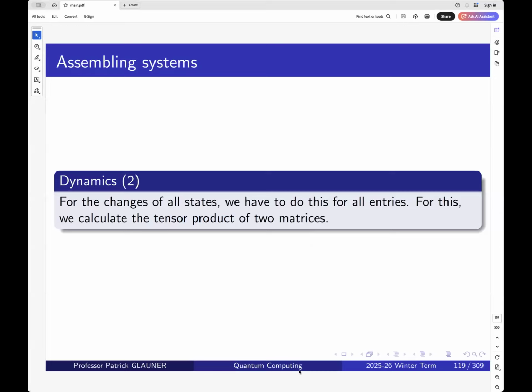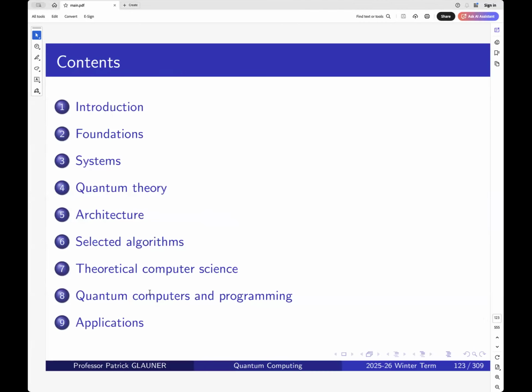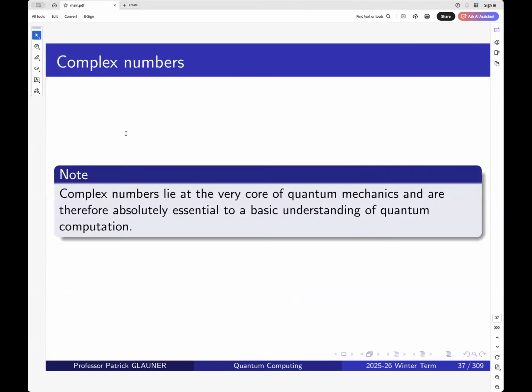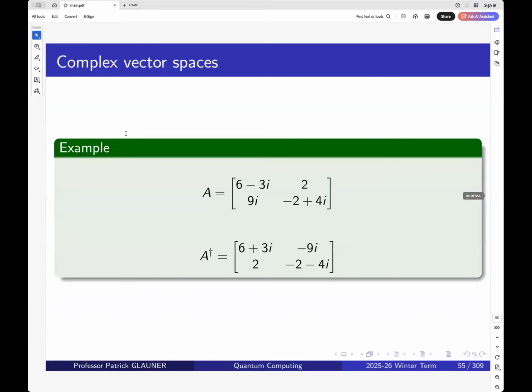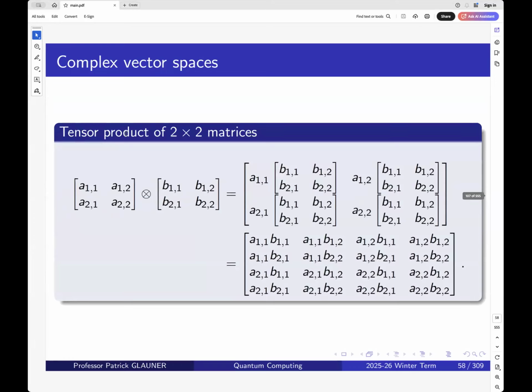Send me some reaction if you remember the tensor product, or also if you don't remember it, that's fine. I will just jump back. Last week we introduced the tensor product. I'm just switching there, which was this one here.